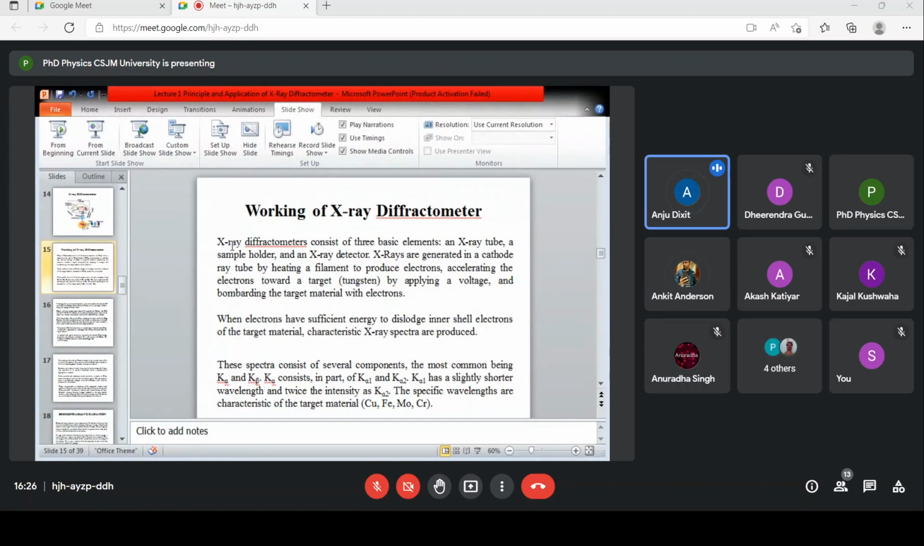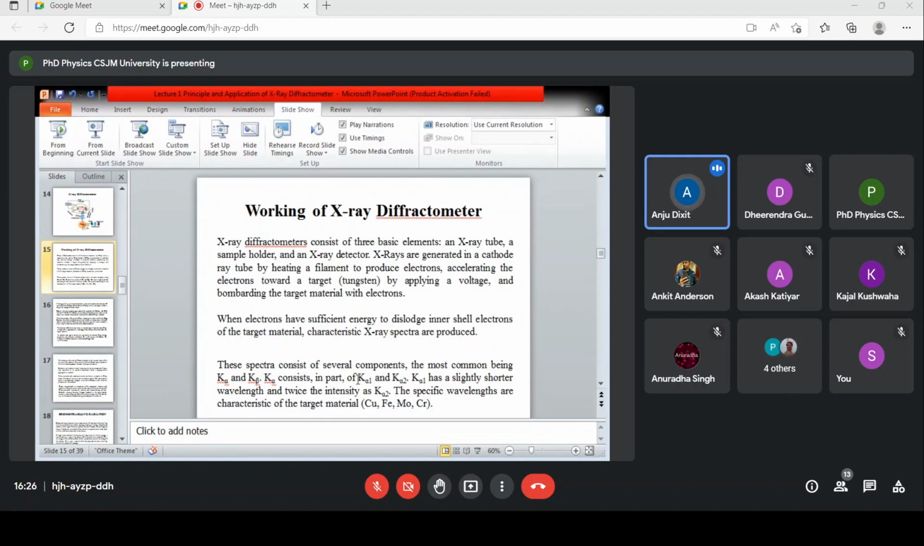Coming here: an X-ray diffractometer consists of three basic elements: an X-ray tube, a sample holder, and an X-ray detector. X-rays are generated in a cathode ray tube by heating a filament made of tungsten to produce electrons. That is how electrons are produced there. The electrons are accelerated with the help of high voltage toward a target, bombarding the target material with electrons. When electrons have sufficient energy to dislodge inner shell electrons of the target material, characteristic X-ray spectra are produced.